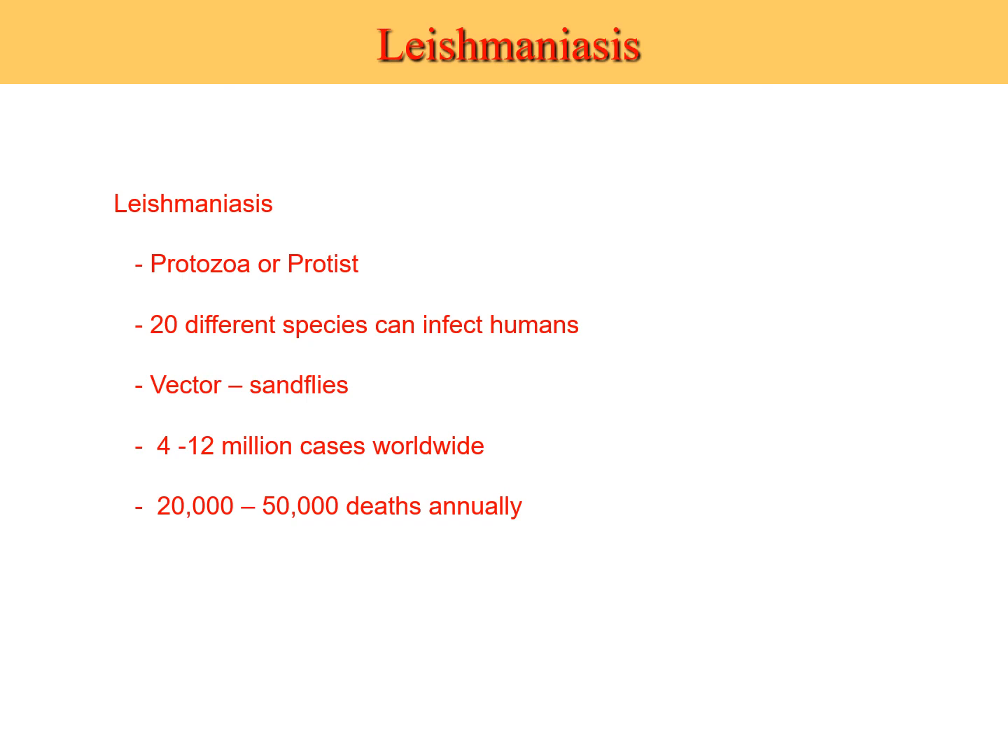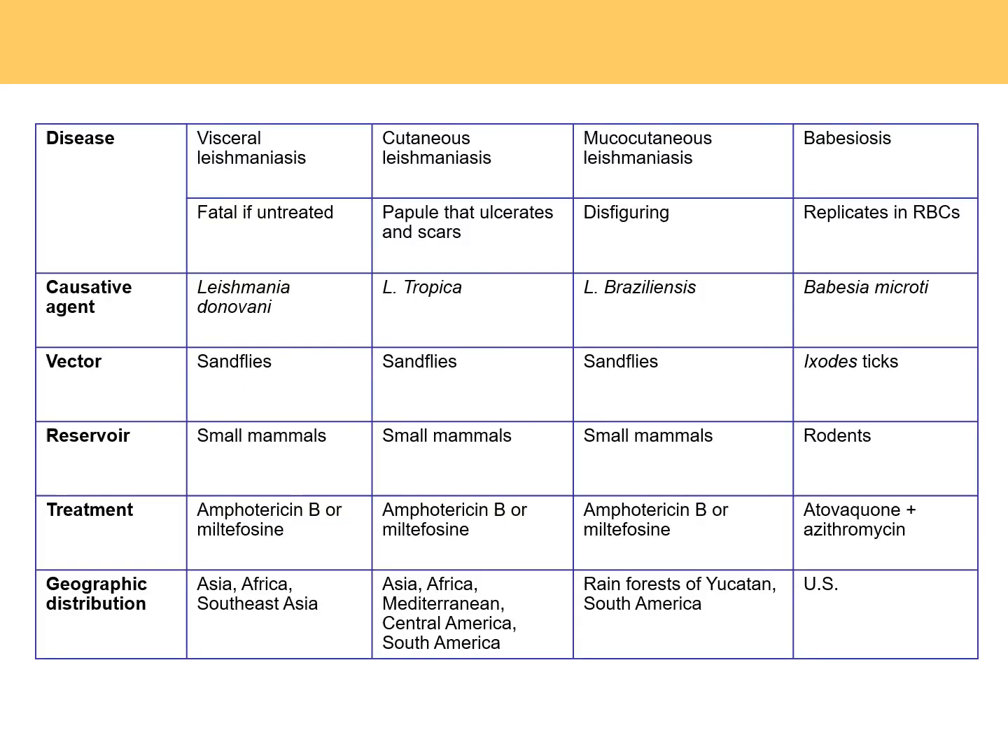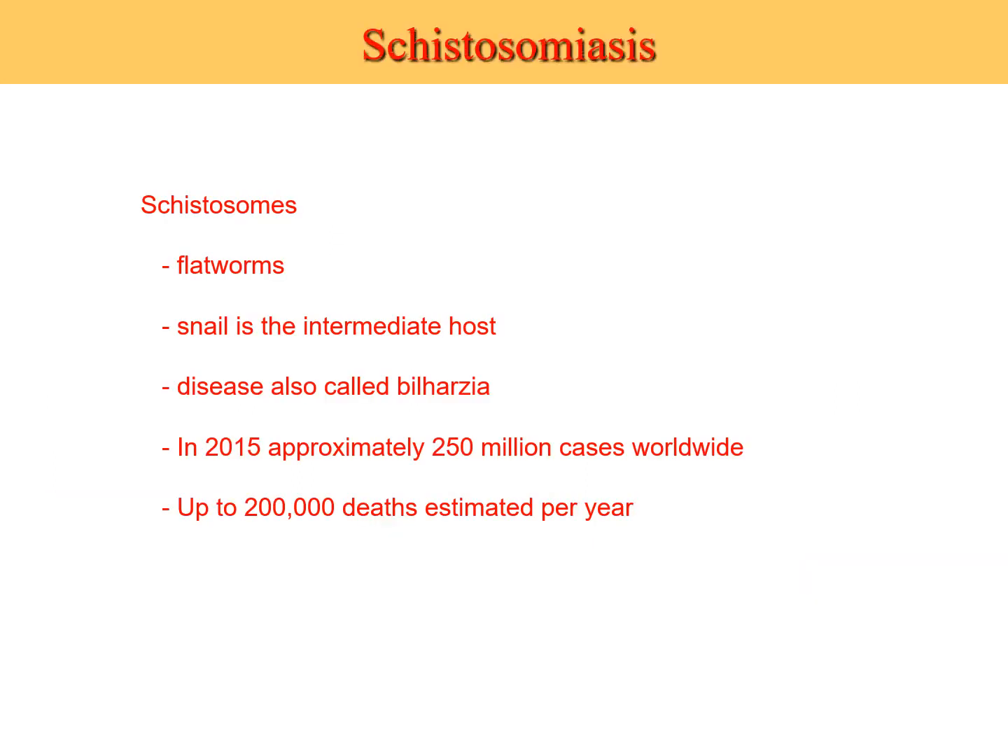Another protozoa that infects humans, which is a problem, causes the disease leishmaniasis. This is again a protozoa or protist. There are 20 different species worldwide that can infect humans. Vector borne by sandflies, 4 to 12 million cases per year, up to 50,000 deaths annually. So here are the different leishmaniasis types. Quite a few different species of the organism. I'm not going to get into all of this detail.